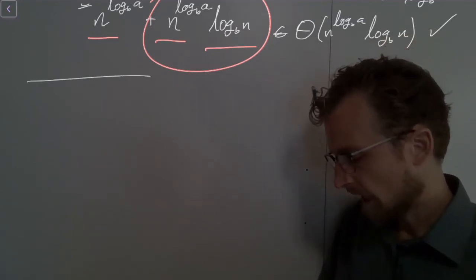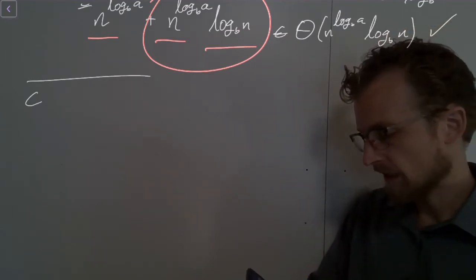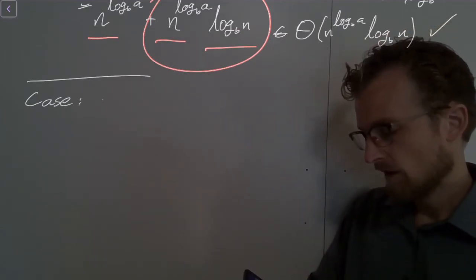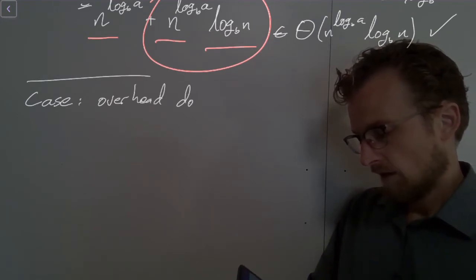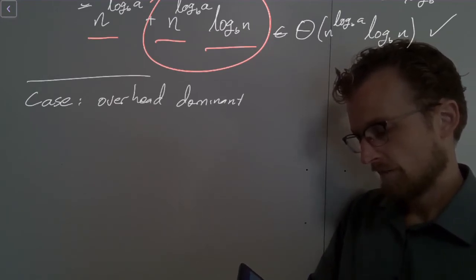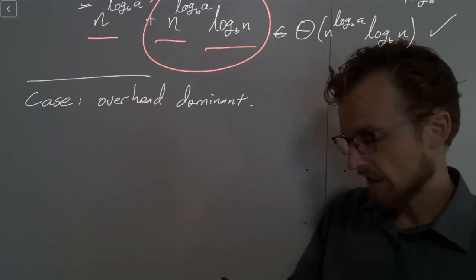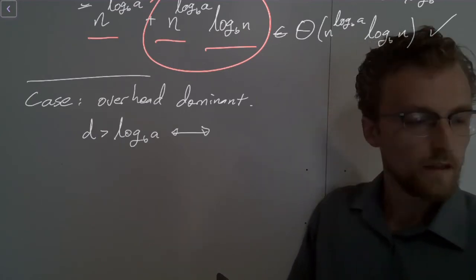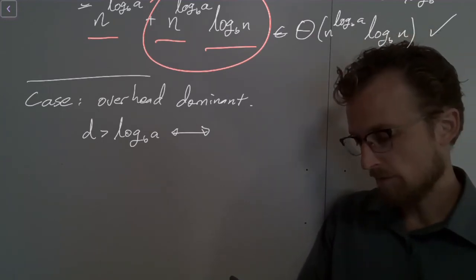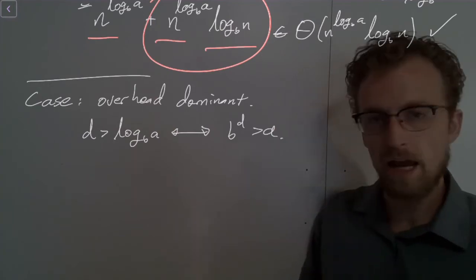So now let's look at case 1. So we'll look at the overhead dominant case. Overhead dominates. Okay, and one way to rewrite the overhead being dominant is we can say d is greater than log base b of a, or this inequality, b to the power of d is greater than a.